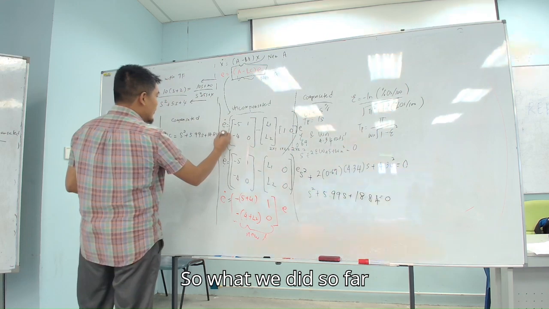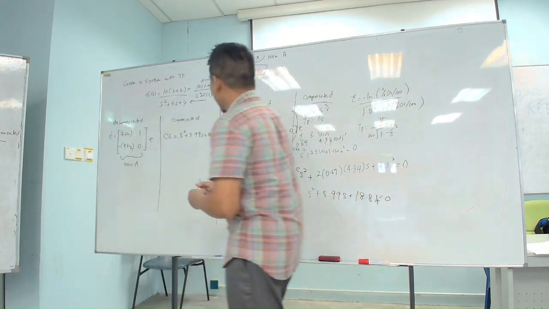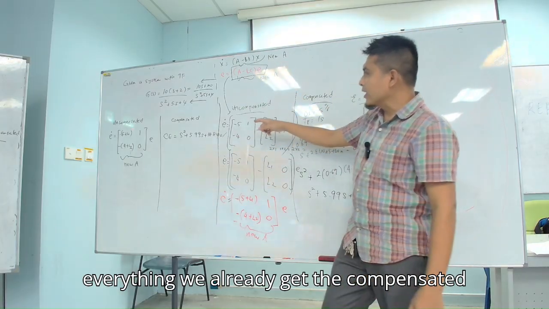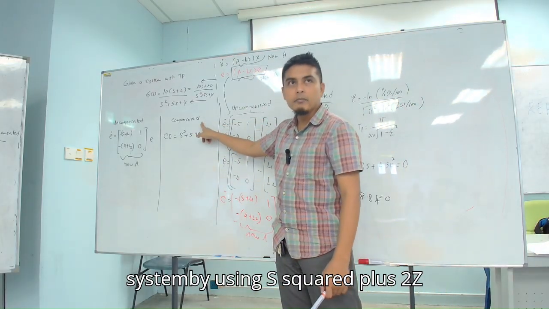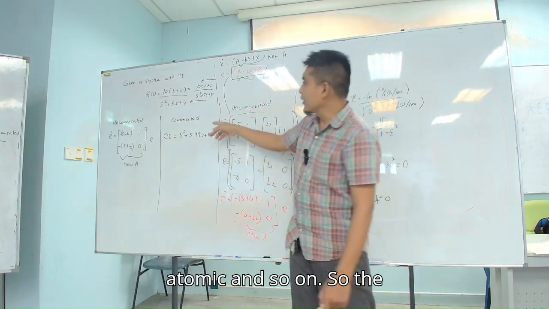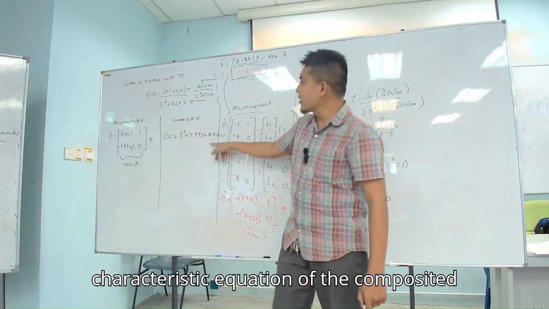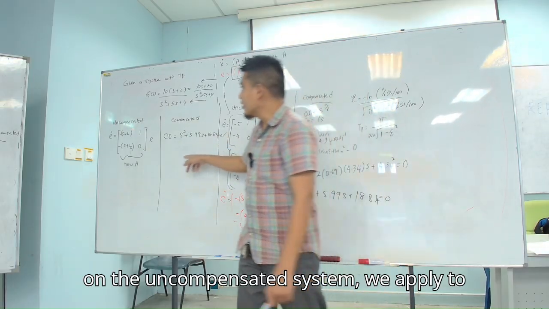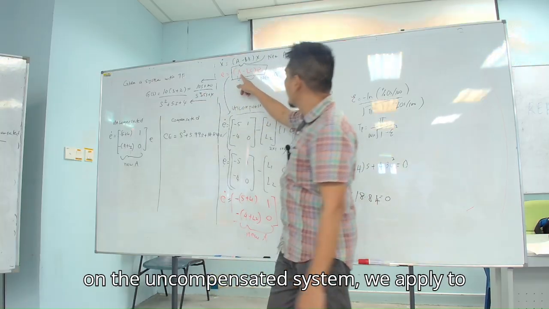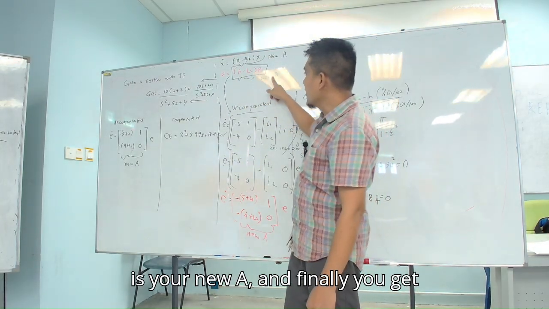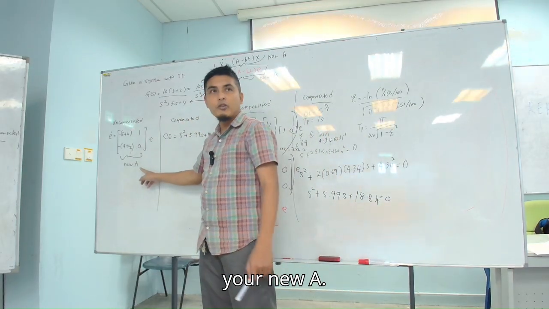Okay, so what we did so far, from the information of everything, we already get the compensated system by using S square plus 2 zeta omega n and so on. So the characteristic equation of the compensated system is this one. Based on the uncompensated system, we apply the formula, and then this is your new A, and finally you get your new A.